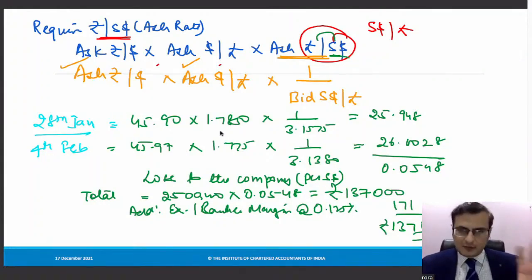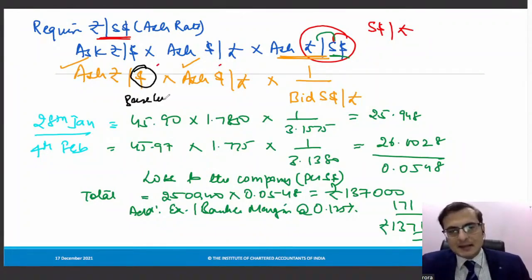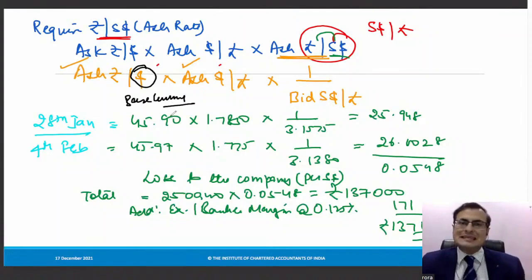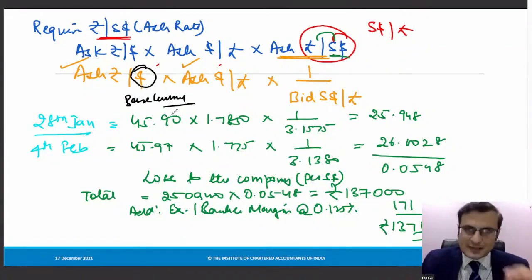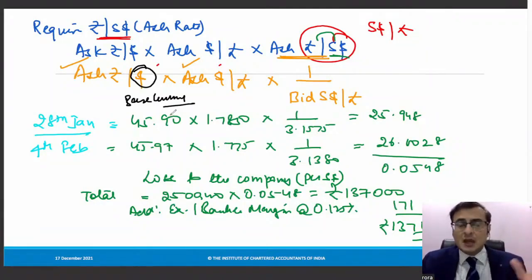Very simple concept. If you do it like this in the exam, with this as your base currency, your life becomes easier. You just have to simply multiply. The very first thing in the CA Final SFM exam Forex question is to identify what your base currency is. That's it.